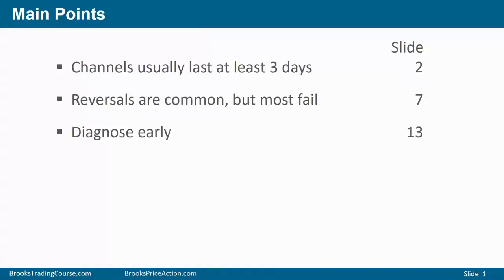Channels, when they're broad, usually last at least a few days. So if you're trading on a 5-minute chart, that means they'll last at least 200 or 300 bars. As with all bear trends, reversals are common, but most will fail. It's always good to diagnose as early as you can so that you can begin trading appropriately for the chart that's in front of you.